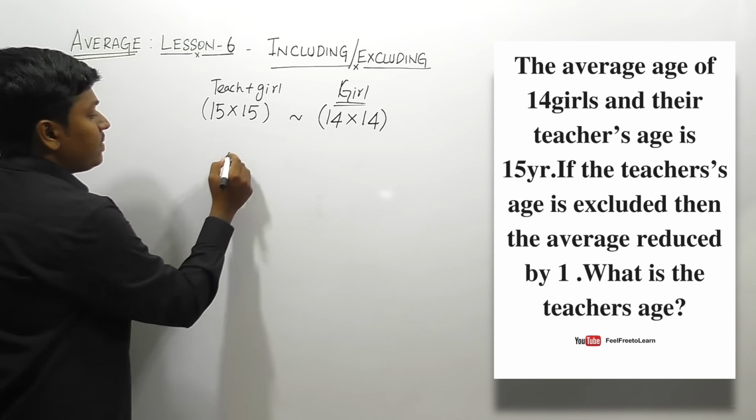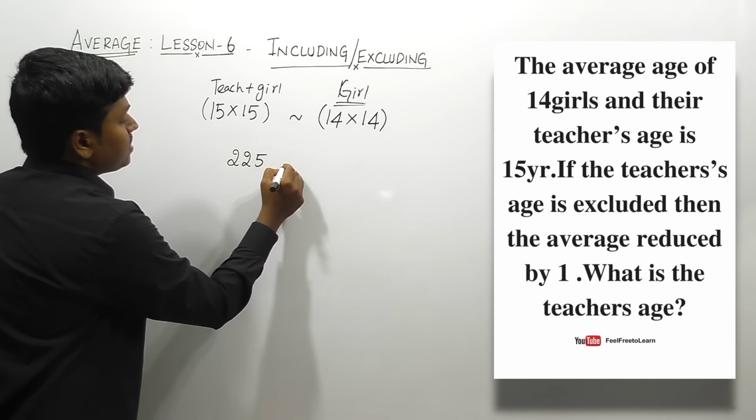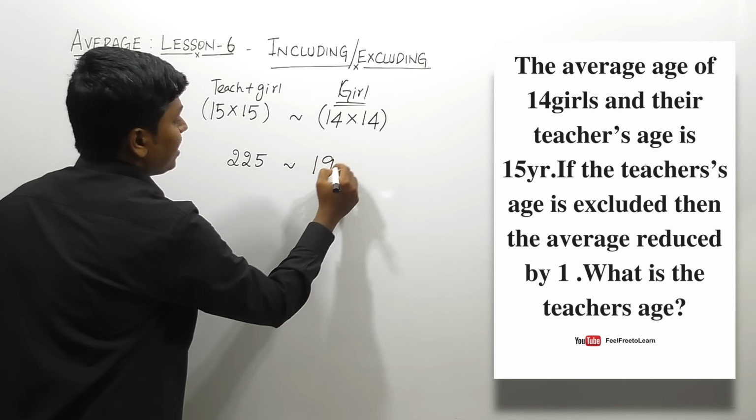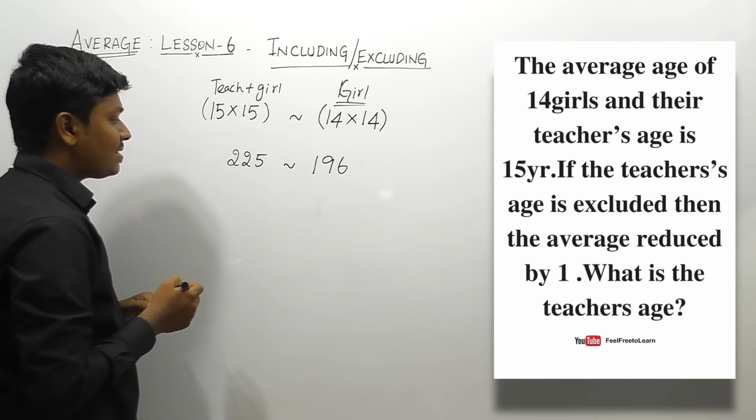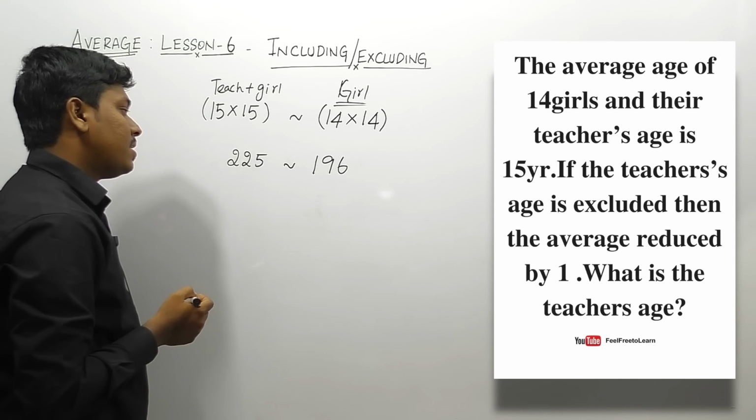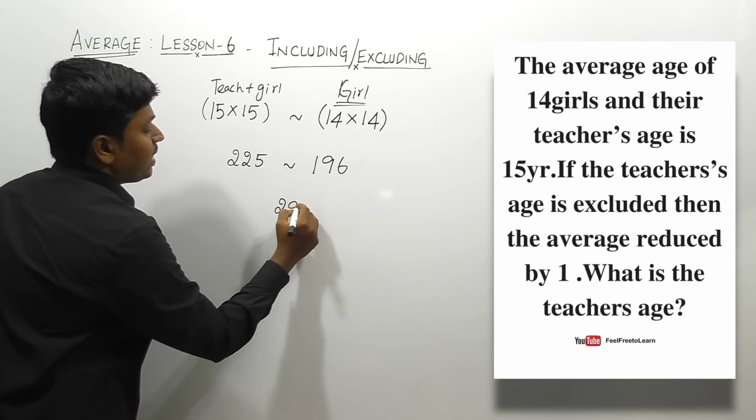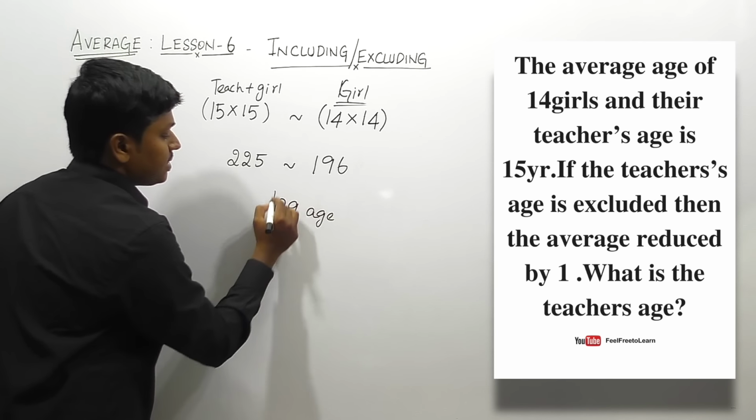So 15 into 15 will be 225. Then 14 into 14 will be 196. So our target is to find the teacher's age, right? So we need to find the difference. So the difference will be 29. So finally we can say that 29 will be the teacher's age.